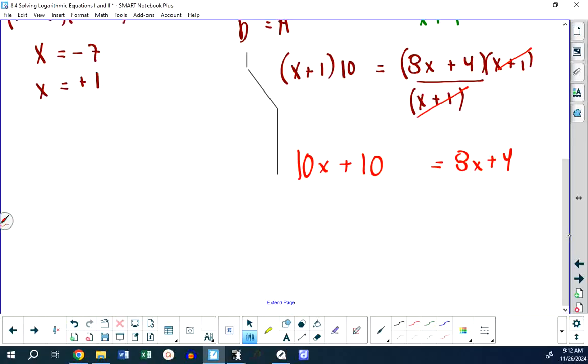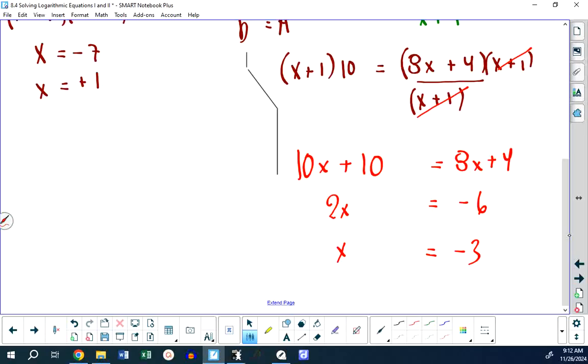Subtract 8x from both sides and get 2x. Subtract 10 from both sides and get negative 6, which means x is equal to negative 3. Now, do you want to be careful? Are we okay with the algebra there? Any questions? Okay.